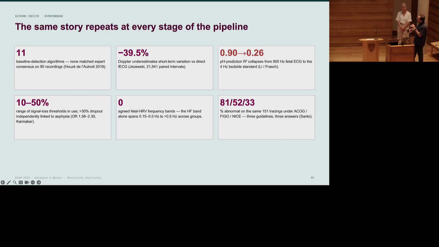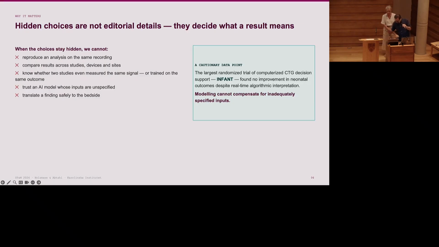We also know, for instance, for the pH prediction, how performance collapses from almost 0.9 to 0.26 when we use a 900 Hertz sampling frequency for fetal ECG versus 4 Hertz for the sampling rate. So we have all these variations that are actually very important, and they are going to change the whole knowledge that we are producing from papers, but also the reproducibility of what we are doing.